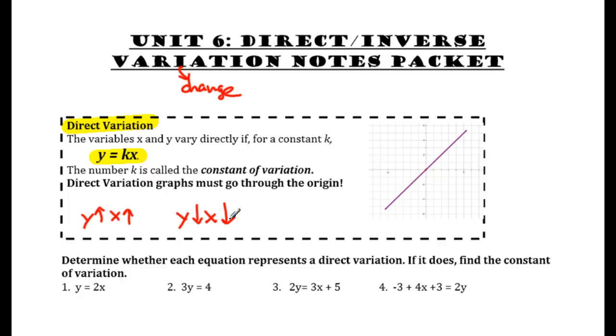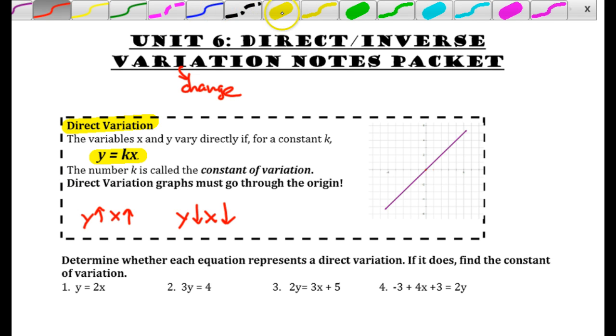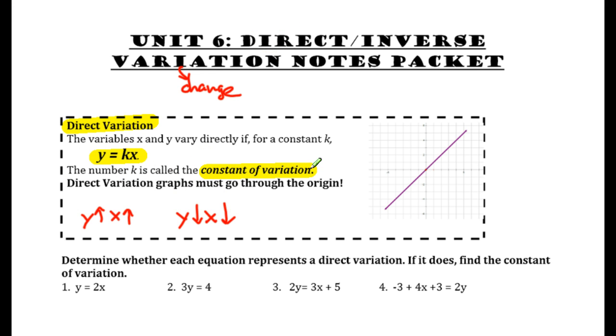Okay, and that's what this equation will allow you to do. Now this new letter, the k, stands for the constant of variation. That's just showing you how much it's changing by. So if the constant is 2, that means everything's changing 2 times, basically.